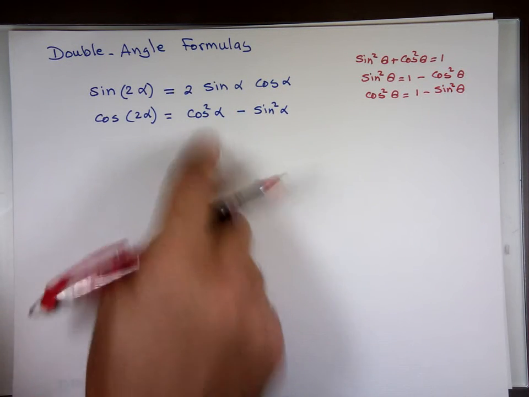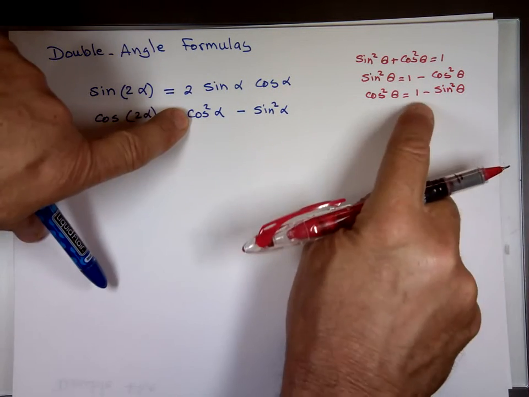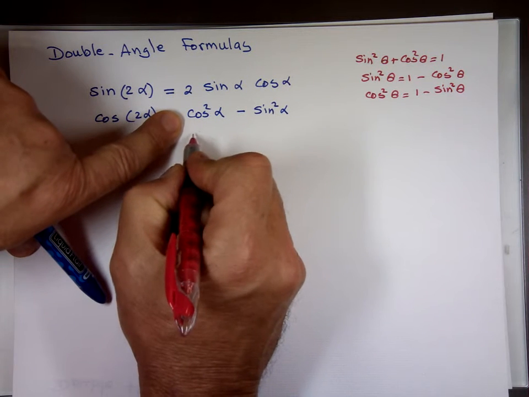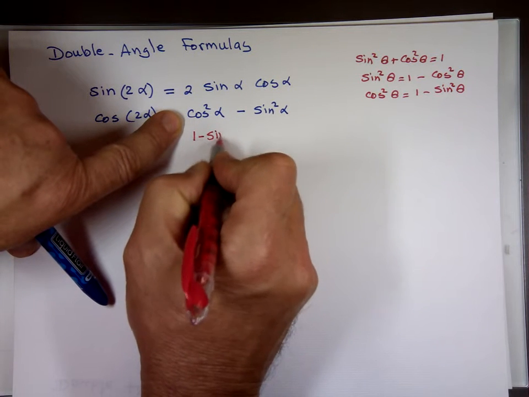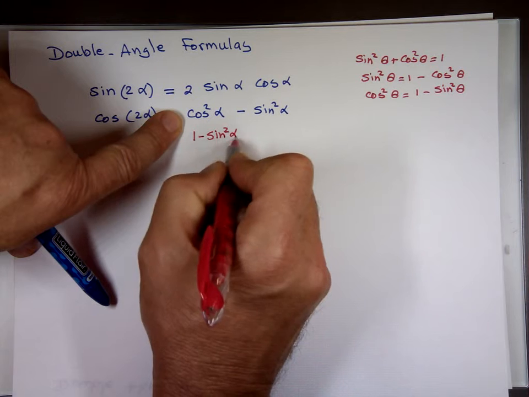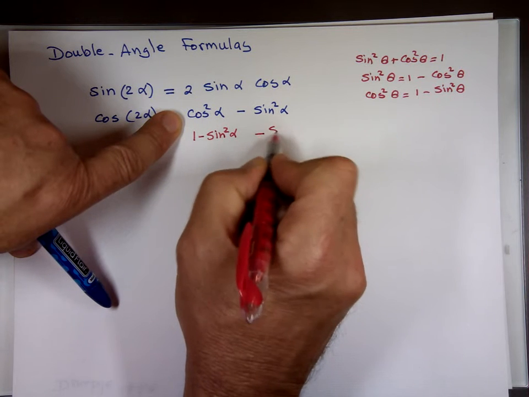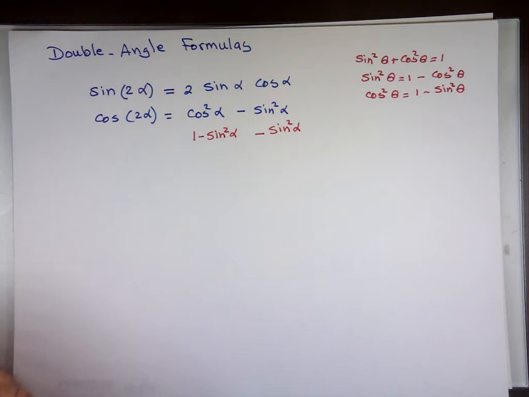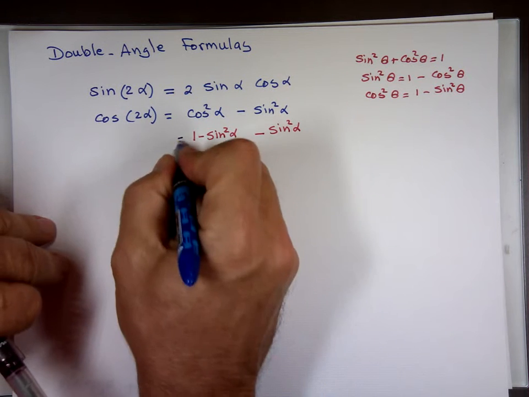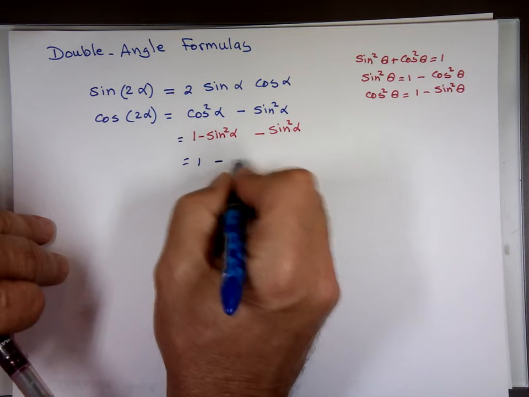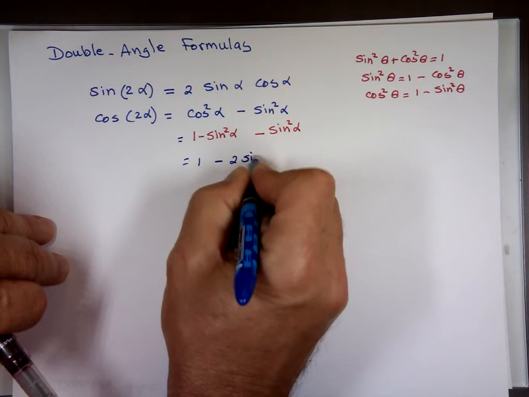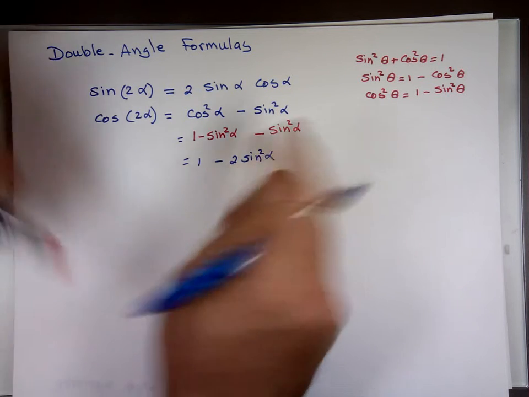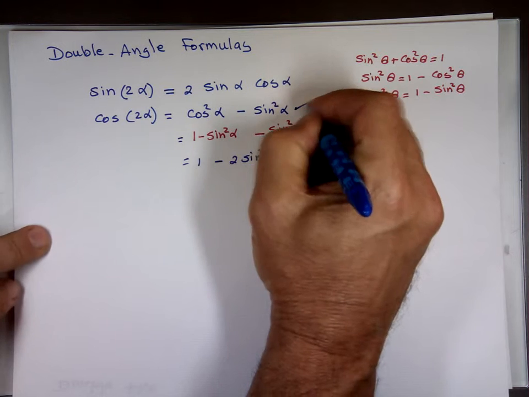If I replace the cosine squared here by this one, 1 minus sine squared, I will have 1 minus sine squared alpha minus sine squared alpha. And this will give me what? 1 minus 2 sine squared alpha. So you can either use this or use that one.